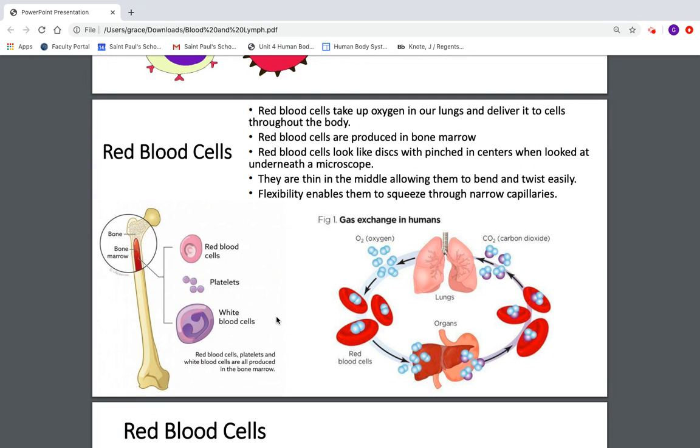Finally, red blood cells. Red blood cells are the cells that are responsible for delivering oxygen from our lungs to the rest of our body. Red blood cells are also produced in bone marrow. They tend to look like discs with pinched centers. This allows them to bend and twist easily so they can squeeze through narrow spaces such as capillaries. And so bone marrow actually makes red blood cells, platelets, and white blood cells.